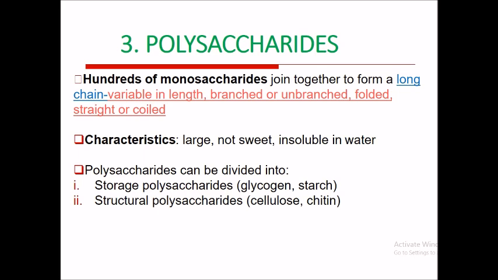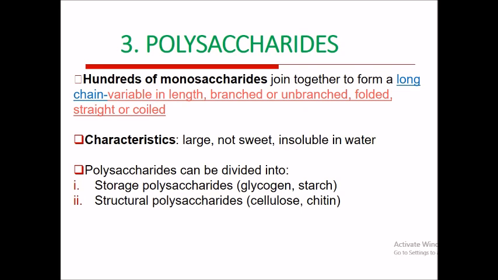So next is polysaccharide, or the polymer of carbohydrates. Polysaccharide refers to a chain of hundreds of monosaccharides that are linked together by glycosidic linkages, in which the properties of polysaccharides are usually that they are large in size, not sweet in taste, and insoluble in water.